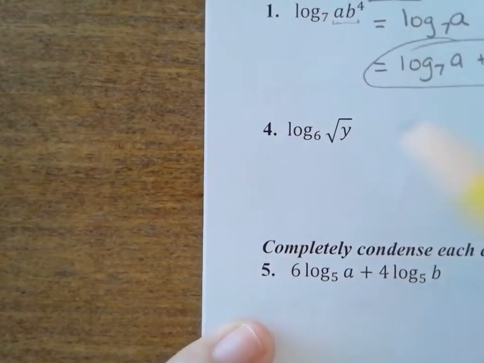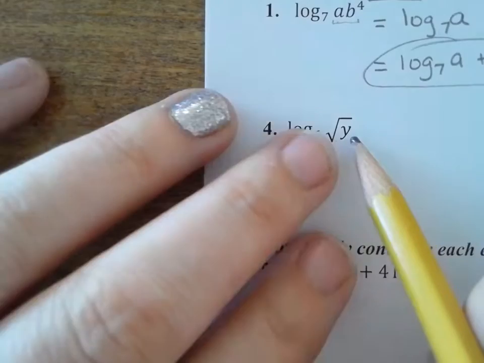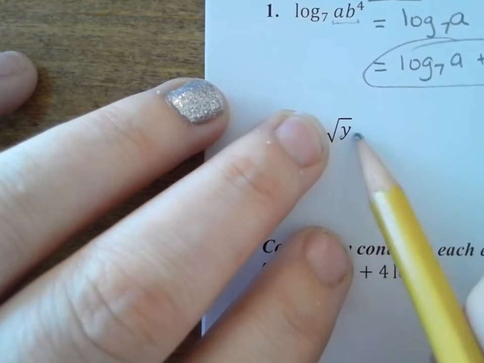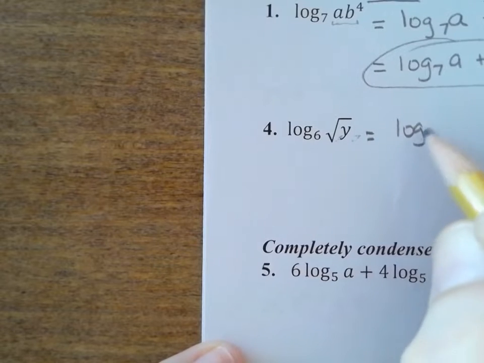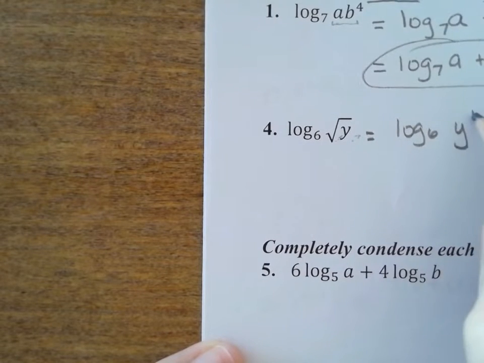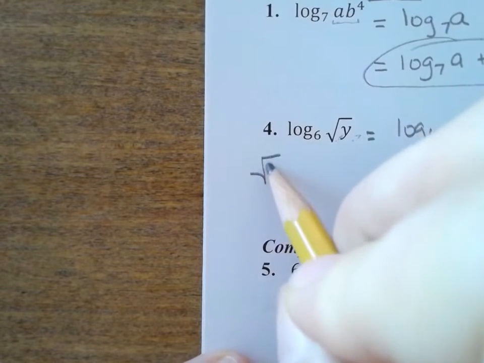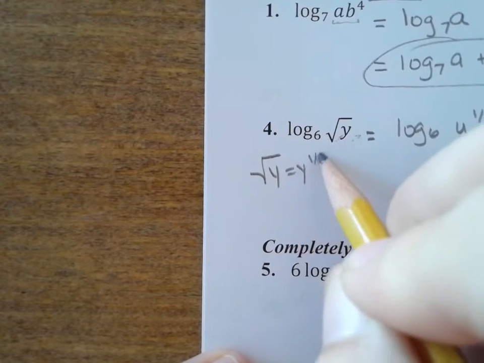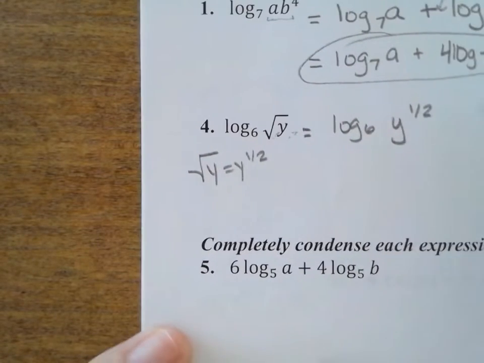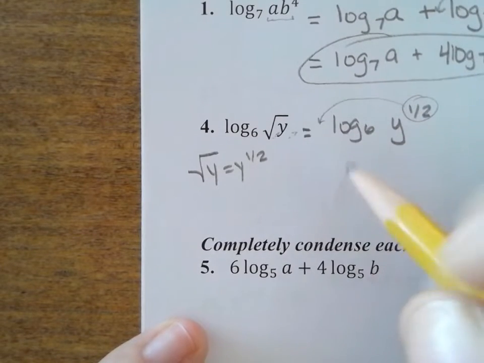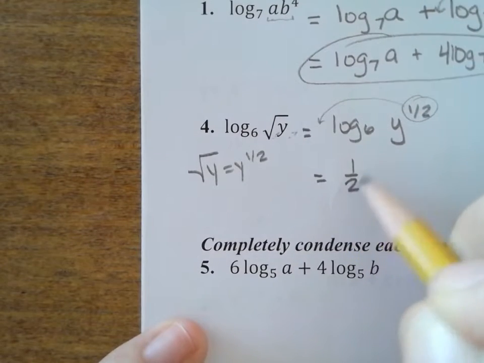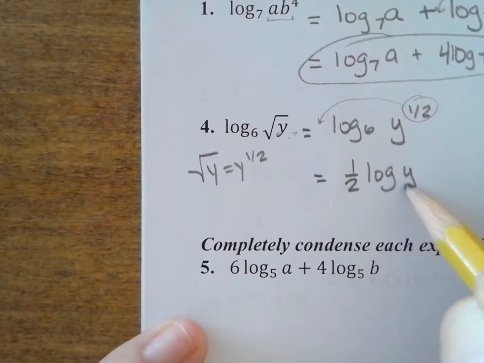Okay. Here, number 4, expanding. I'm not multiplying anything here. I'm not dividing anything here, but remember, I can write the square root of y as y to the 1/2 power, right? Those are equal. So then using power rule, this guy can come down since I'm taking the log. So this is 1/2 log of y.